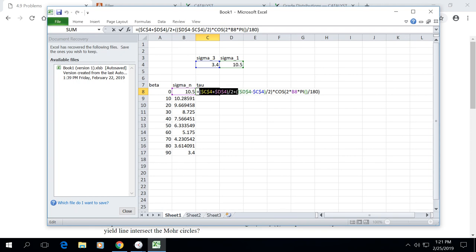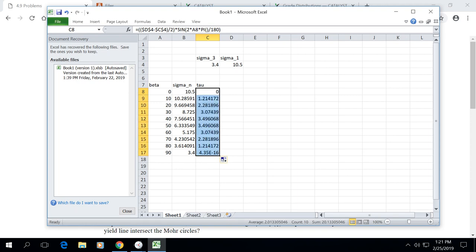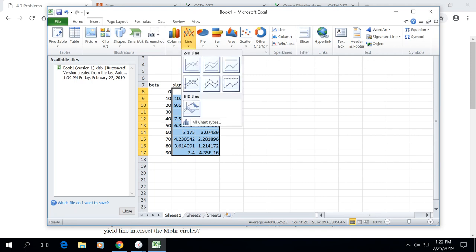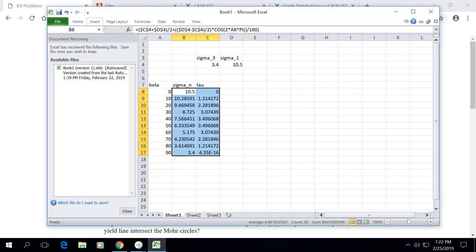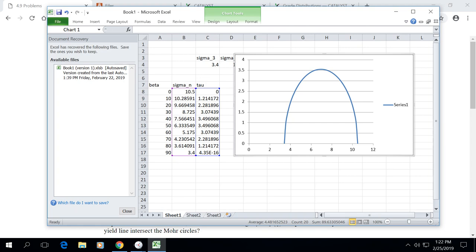And then we'll do the same for tau. So tau is just going to be the radius, and now this is going to be sine. Tau should be zero there, and zero over there. This is practically zero, and now we can plot these two as a scatter plot. I'm going to use the curves so it looks a little bit nicer, and there you go, you have your Mohr circle.